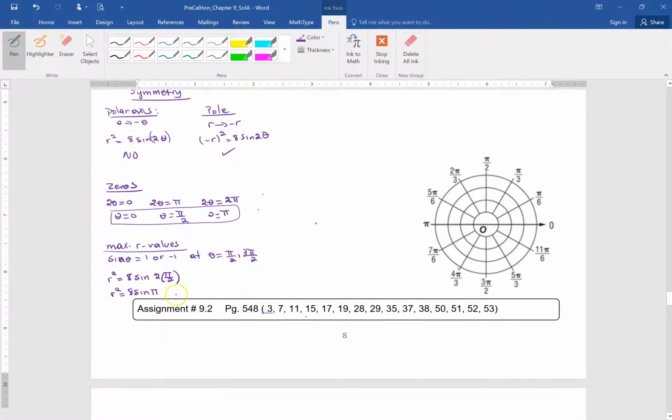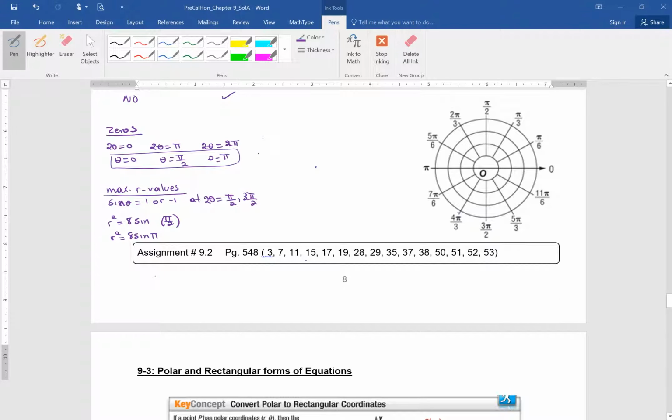Okay, so it's when 2 theta is pi over 2. Right? It's when the argument is pi over 2. So I want 8 sine pi over 2, which is what? R is equal to what then? R is equal to 8. Okay, so those are the maximum r values.